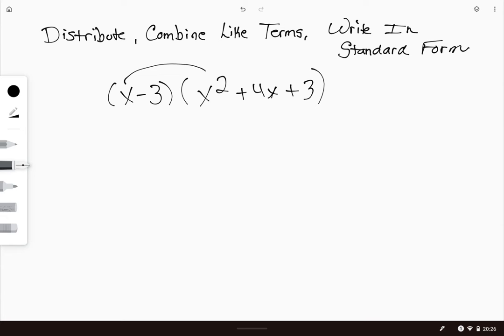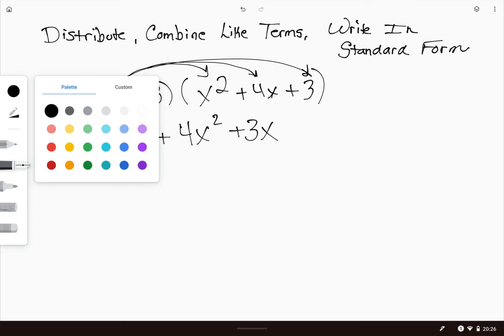All right, so here we go. I'll start with the x. So x times x squared, I keep the base and add the exponents, so that's x to the third. X times 4x, same thing. I keep the base and add my exponents, so that's x squared. X times 3 is 3x.